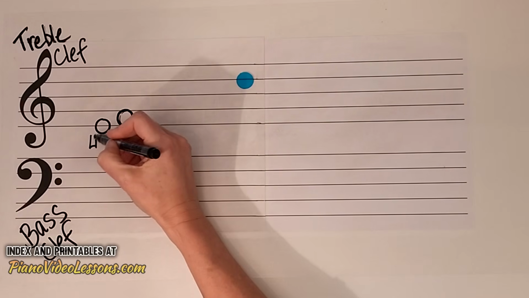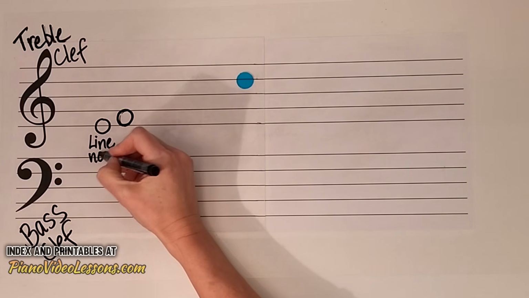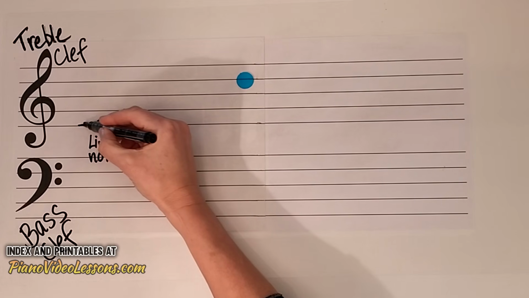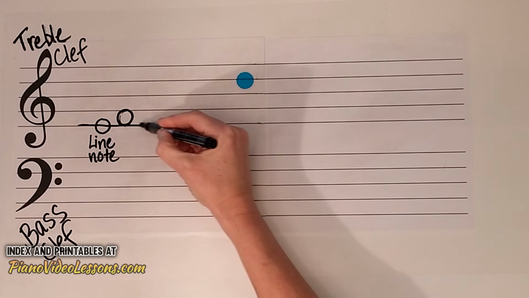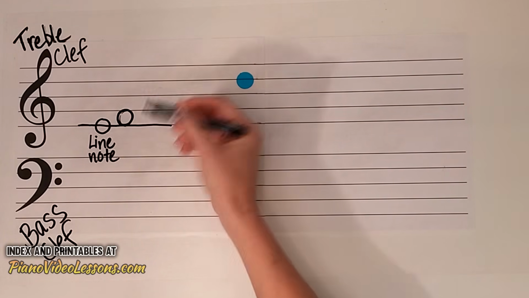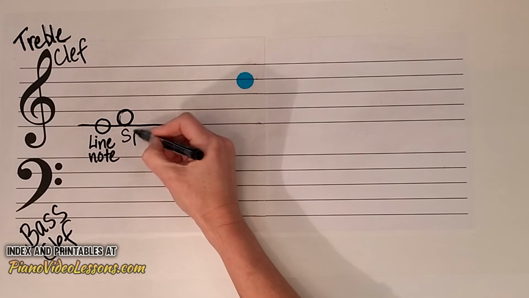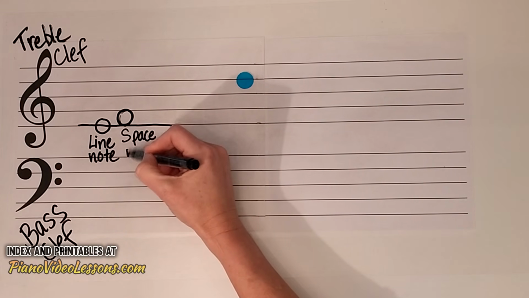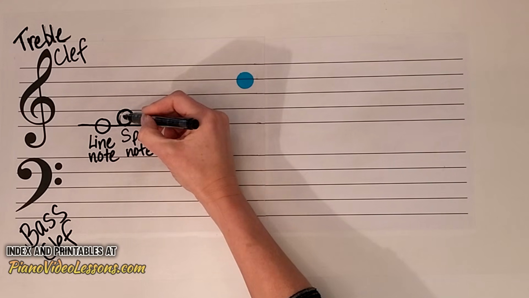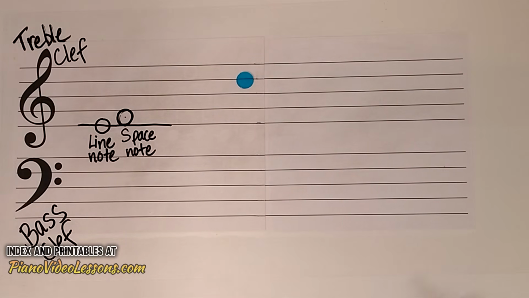So we would call this one a line note because it has a line going through the middle of it, just like a bead on a string, going right through the middle of the bead. And here we'll call this one a space note, and again, it's because there is only space inside this note. There's no line going through that note.